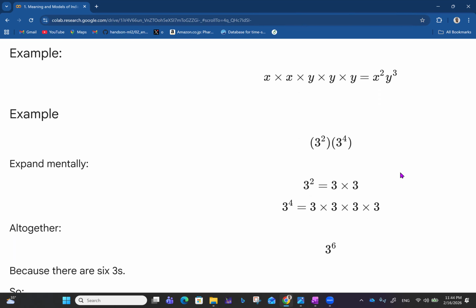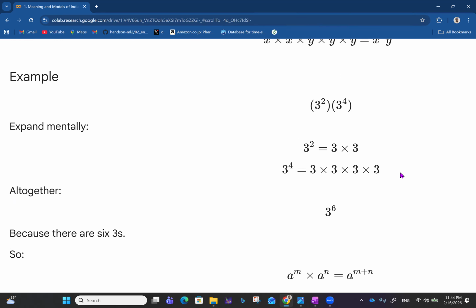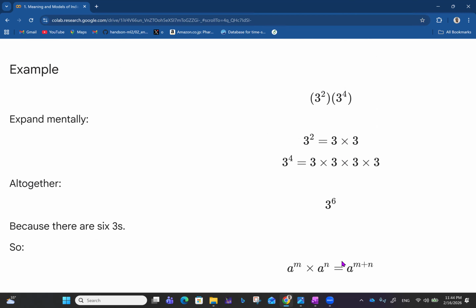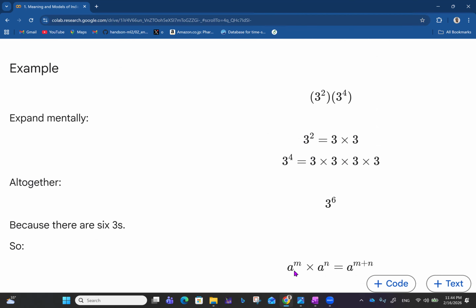Then another one, you have 3 raised to power 2 multiplied by 3 raised to power 4. So 3 raised to power 2 means 3 times 3. 3 raised to power 4 is 3 times 3 times 3 times 3. If you do everything together, you have 3 in 6 places. So that'll be 1, 2, 3, 4, 5, 6. So all of this is just 3 raised to power 6 because there are 6 threes. So generally speaking, if you have a raised to power m times a raised to power n, that will simply be a raised to power m plus n, like that.